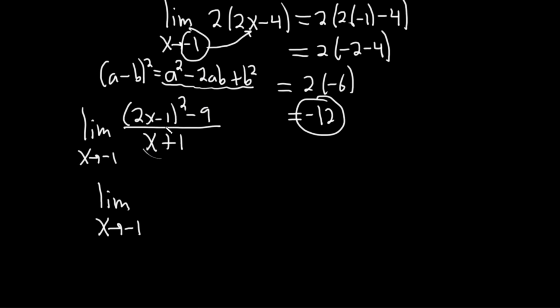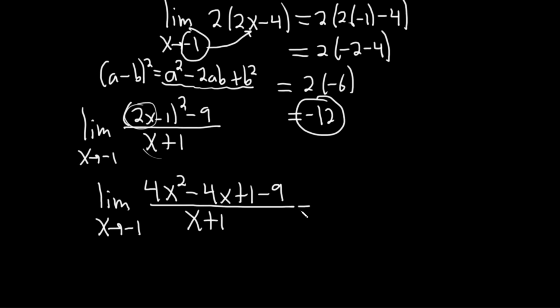So here, you square the first one. So we square the 2x. It's going to be 4x squared. Multiply these and double them. So -1 times 2x is -2x, times 2 is -4x. Square the last one, so +1. Then we have -9, and it's all over x plus 1.